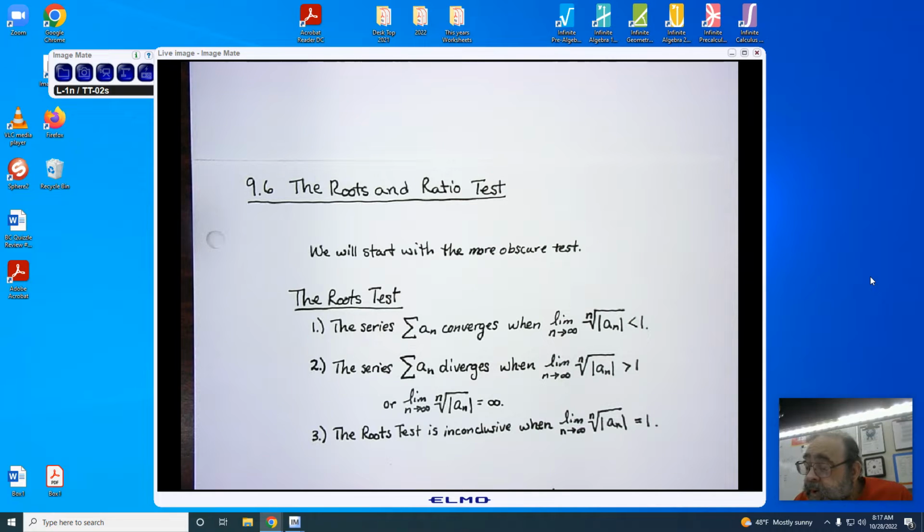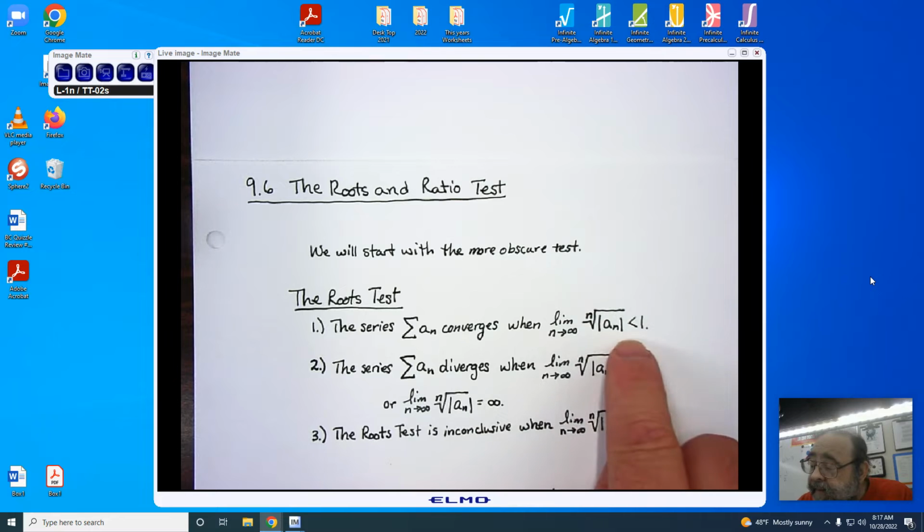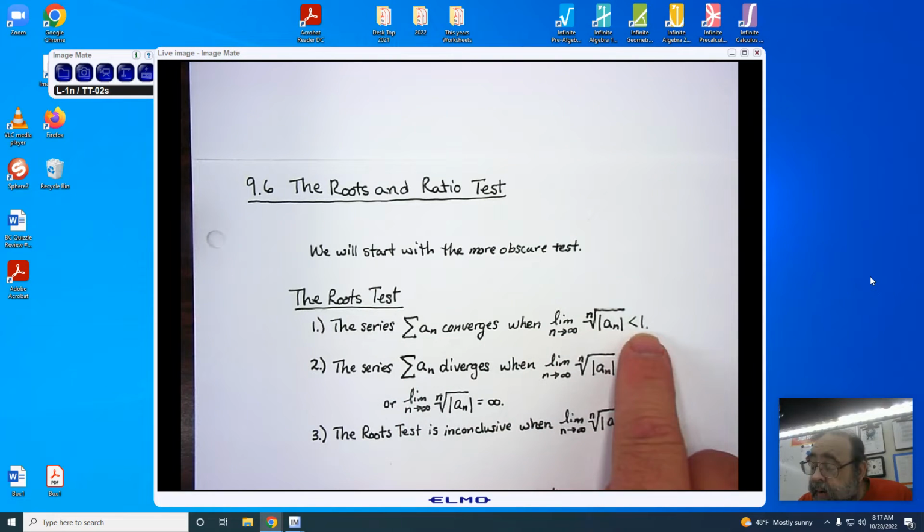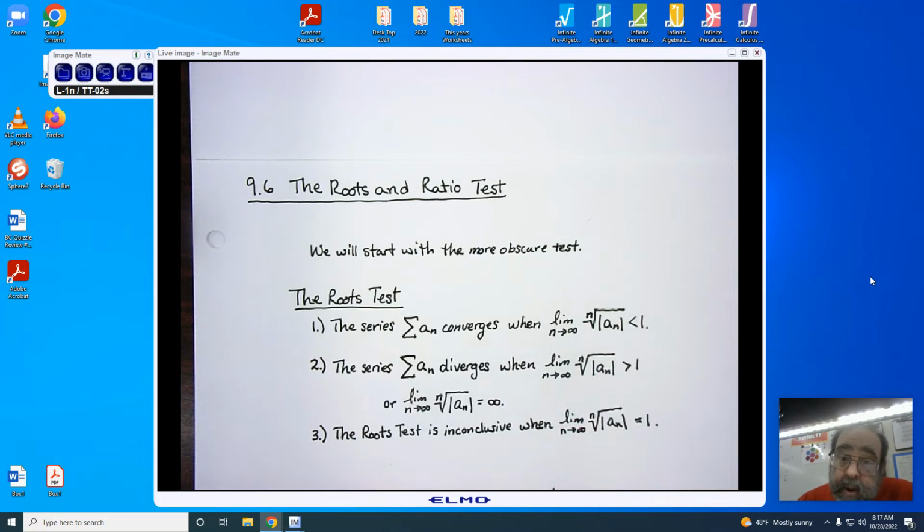Furthermore, we're also trying to make sure that we can identify that the nth root of a sub n is going to be less than 1 for convergence, and greater than 1 is going to be divergent. That includes infinity. Also, just a reminder, convergence when the limit is less than 1 would include 0. So please keep those two in mind. Finally, we have to use a different test if we get a 1.